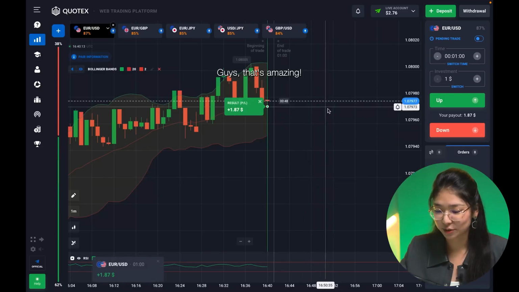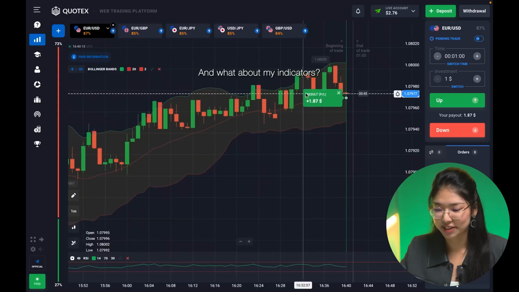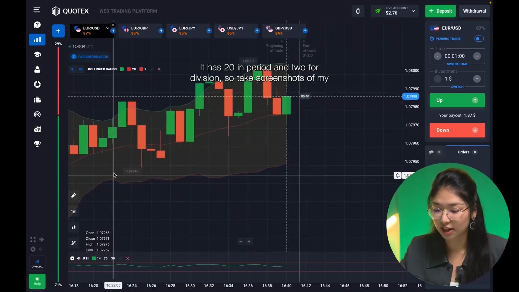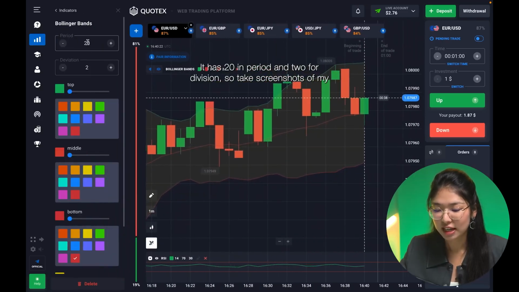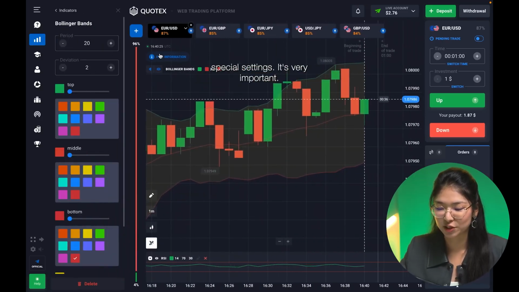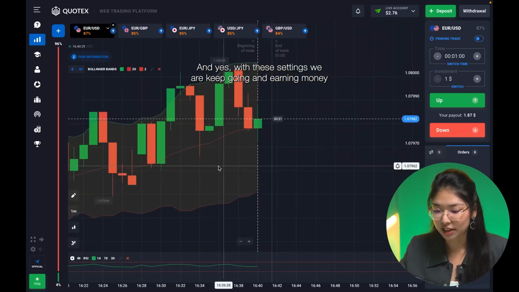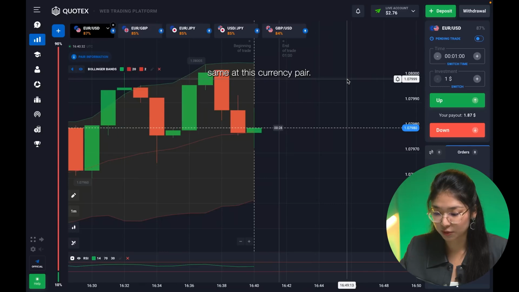Guys, that's amazing! Good start of this trading session. And what about my indicators? I just want to show you the settings. Look at the Bollinger Bands indicator. It has a 20 period and 2 for deviation. So take screenshots of my special settings. It's very important. And with these settings, we keep going and earn money in this currency pair.